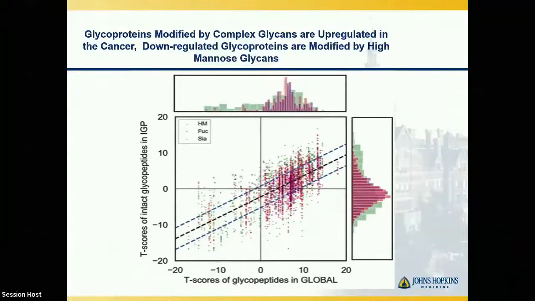The alteration of glycopeptides mainly positively correlated with the global protein expression of the corresponding glycoproteins. However, heterogeneity of glycopeptide abundance was observed from the same protein due to different glycan modifications. Overall, glycoproteins upregulated in tumor were mainly modified by complex glycans with sialic acid and/or fucosylated glycans. Downregulated glycoproteins in tumor were mainly modified by oligomannose.